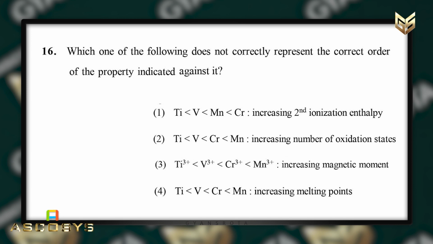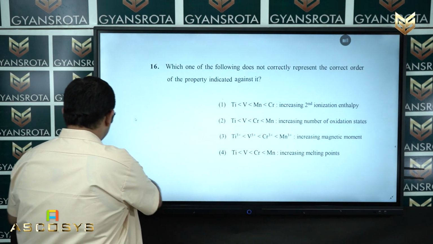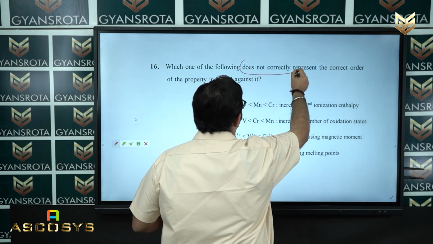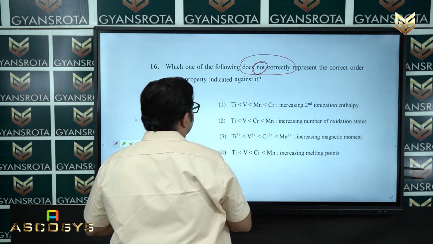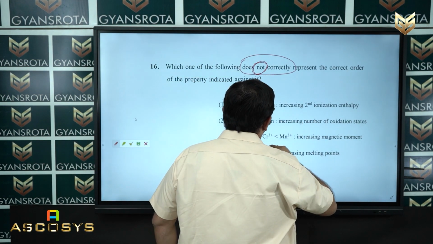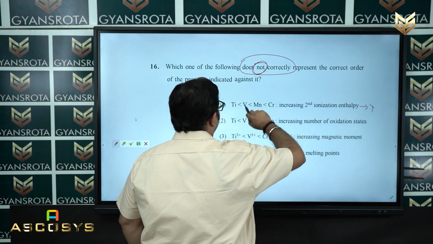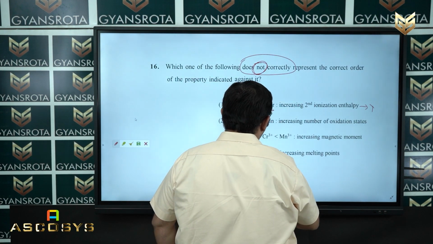Which one of the following does not correctly represent the correct order of the property indicated against it? Now we are moving to the solution part. Here they asked which does not correctly represent, so first mark it: which is not correctly represented order here. Now, increasing second ionization enthalpy, yes, this is a true statement: titanium is less than vanadium, less than manganese, less than chromium. So, chromium has the highest second ionization enthalpy, this is true.